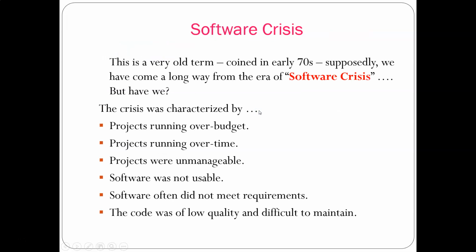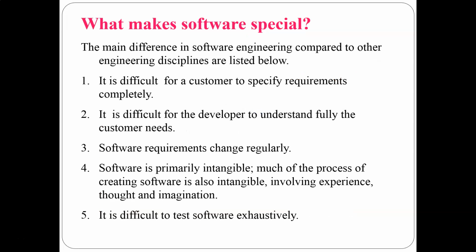What is this software crisis? This is a very old term. In the early days, it was categorized by the problems of software projects, that is the software crisis. Projects running over budget and over time, unmanageable, software was not usable, software often did not meet requirements, and also the code was of low quality and difficult to maintain. We can say that is the software crisis.